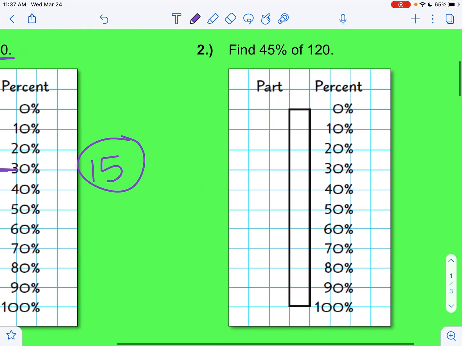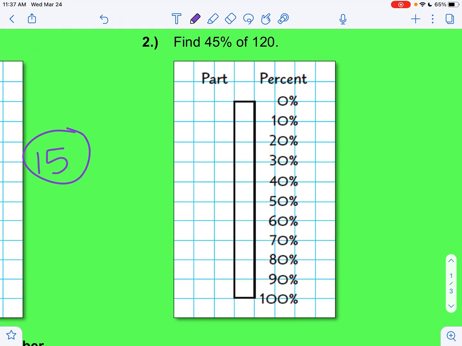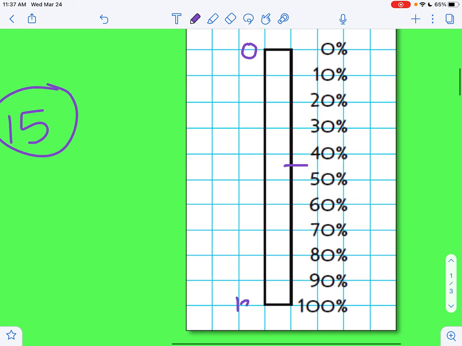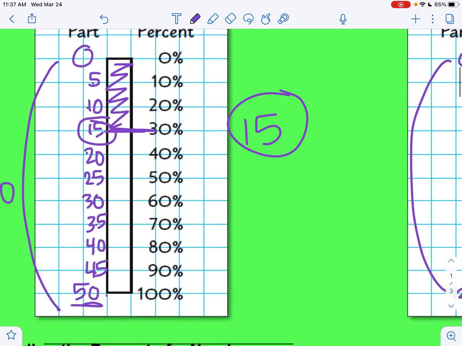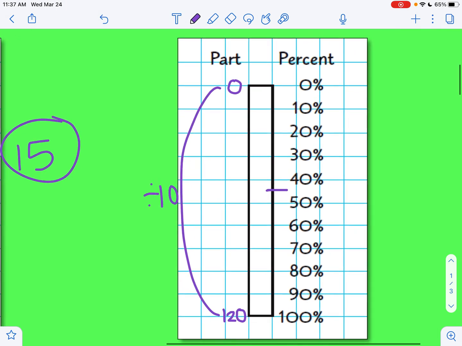Okay, let's practice another one. This time we are finding 45% of 120. If you notice on the percent side, 45% is going to be somewhere in the middle there, halfway. So let's fill out our parts. We are going from 0 all the way to 120, that's our 100%. We know there's 10 lines here, so we're going to divide this by 10. Well, 120 divided by 10 is 12. So each of these lines is really counting as 12.